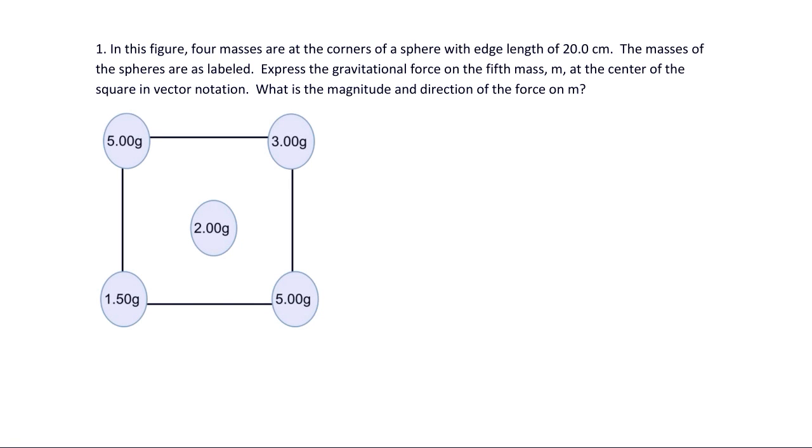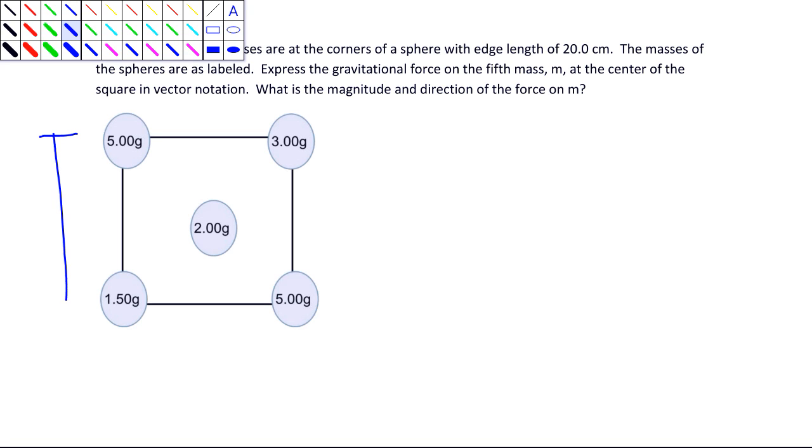Okay, this is the homework for gravitation. In this figure, four masses are at the corners of a square with an edge of length 20 centimeters. That means that this distance is 0.2 meters. The masses are as labeled. Express the gravitational force on the fifth mass, which is in the middle.